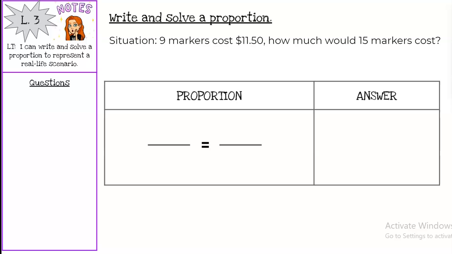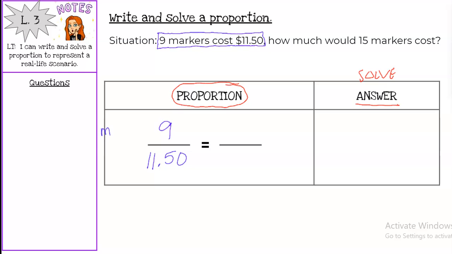So our first situation is 9 markers cost $11.50. How much would 15 markers cost? So in order to solve this, we have to first write a proportion. So two ratios set equal to each other, and then solve it to find our answer. So first off, we have to write our proportion. Our situation is split into 2 parts. Part 1 says that 9 markers cost $11.50. So to write a ratio for 9 markers costs $11.50, we can say 9 over 11.50. That's just comparing the number of markers to the cost.